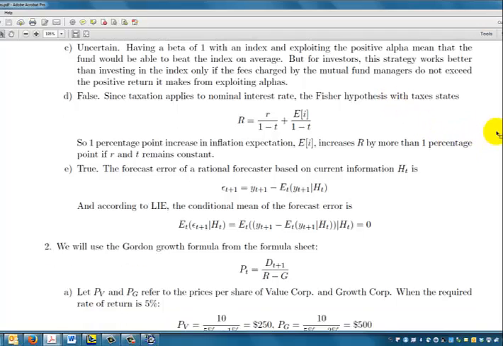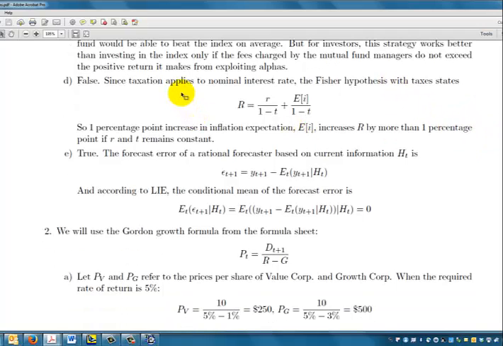The fourth statement is false because taxation applies to nominal interest rates. So in class we showed that the Fisher hypothesis with taxes has to have the nominal rate going up not 1 for 1 with expected inflation, but 1 over 1 minus t for 1 with expected inflation. Because otherwise the taxation of nominal interest will lower the after-tax real interest rate.